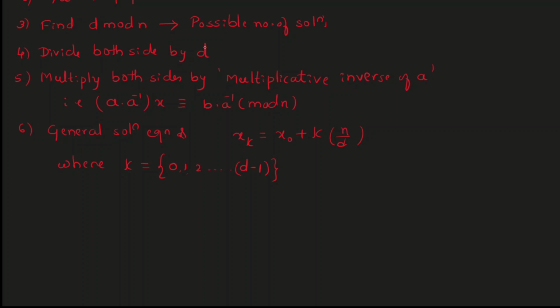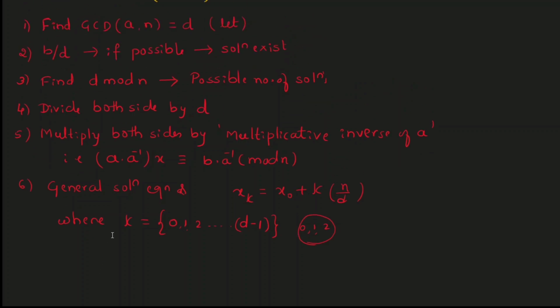Suppose your d is 2. 2 minus 1 is 1. Then you have two solutions, only 0 and 1. Understood? If your d is 3, then 3 minus 1 is 2, so you can put the values of k as 0, 1, 2 in this equation. Here only you come to know how many solutions you are getting, 3 solutions or 2 solutions. Depending upon that, you know how many values of k you have to put.